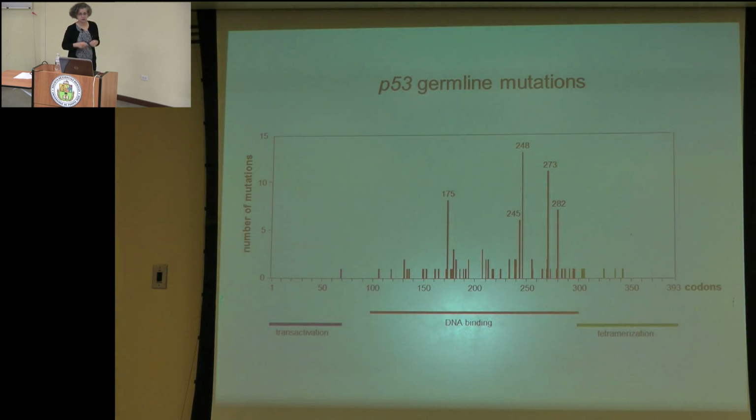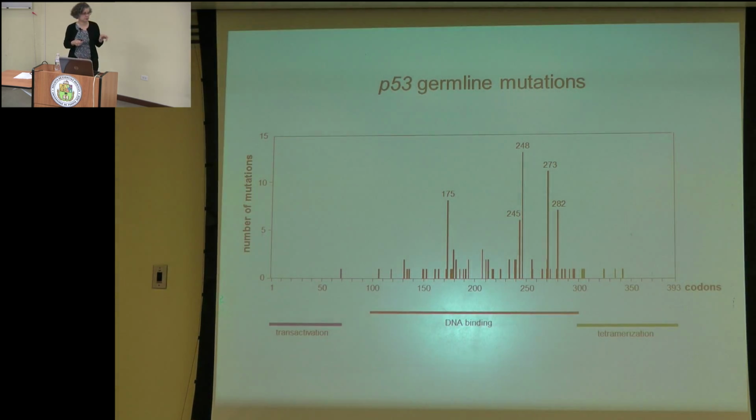This is just a line drawing of p53, and these are the kinds of mutations that occur that are missense mutations in p53. And about 80% of the mutations that occur in Li-Fraumeni syndrome are missense mutations. They're single amino acid substitutions, okay? And these occur mostly in the DNA binding domain, okay?